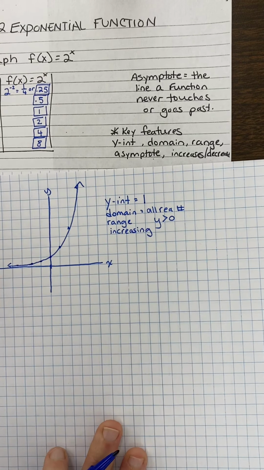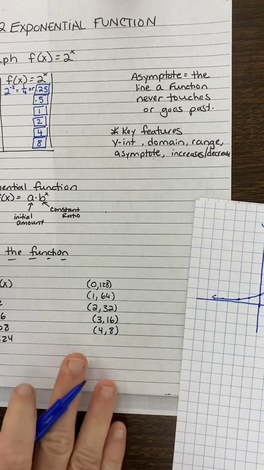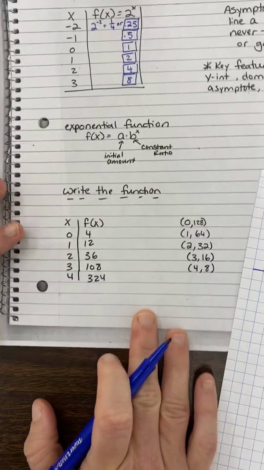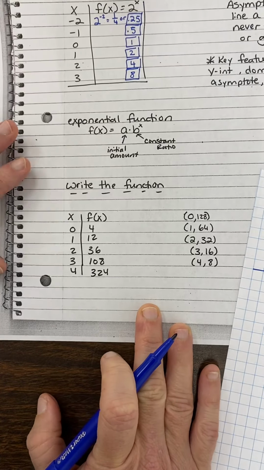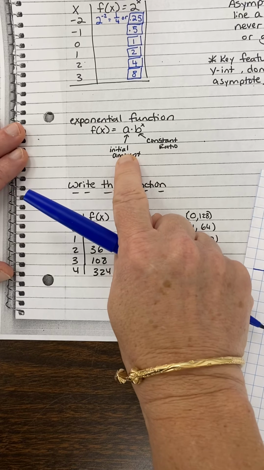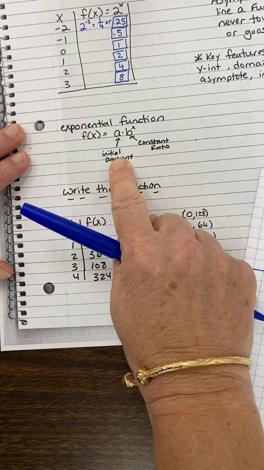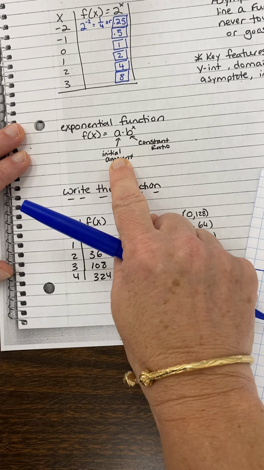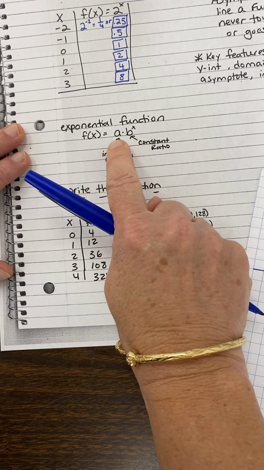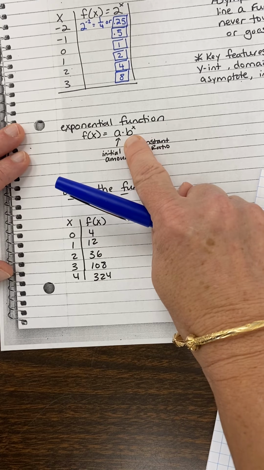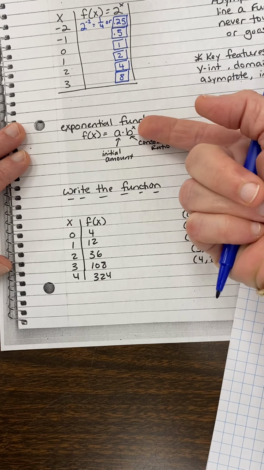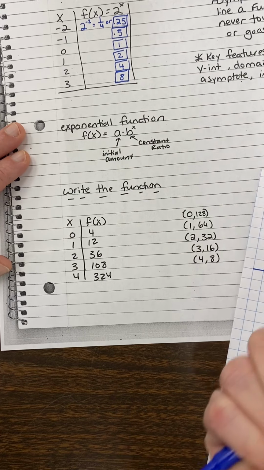Okay. All right. So here's how we figure out the equation. We have f of x. The a is the initial amount. So if I was talking about an investment that was increasing by a certain amount, which we're going to talk about another day a little bit more, this is the initial amount. This is the constant ratio. And then this is how many years or whatever is going by, to tell you what the total amount would be.